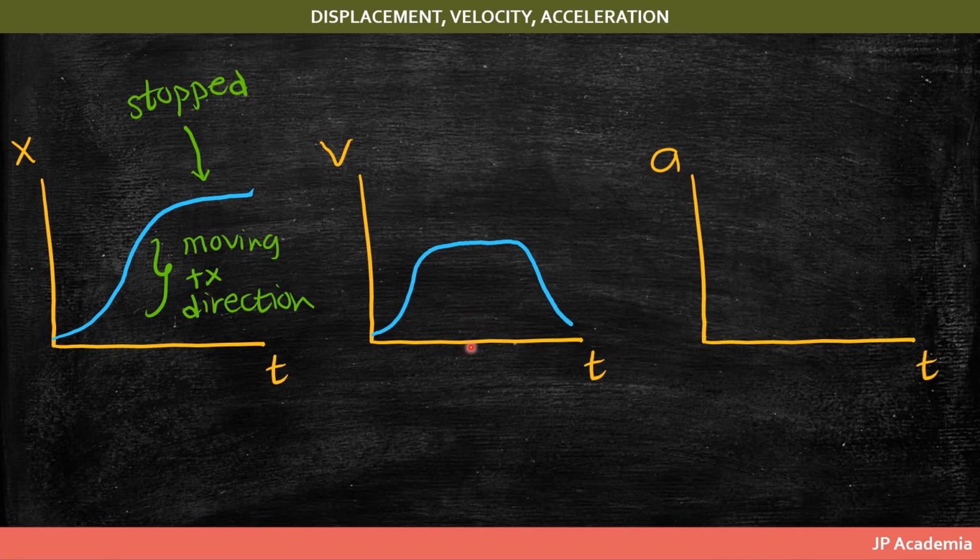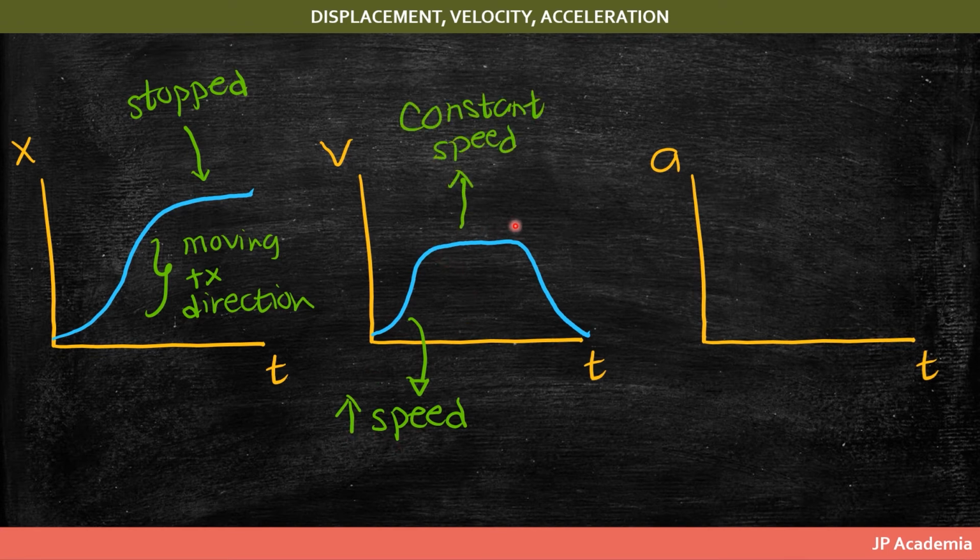For the second graph, at this portion, the object is traveling with increasing speed. While for this flat region, the object has a constant speed, while for this one, the object has a decreasing speed.